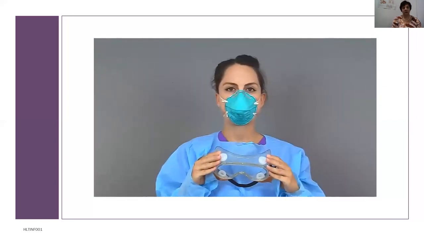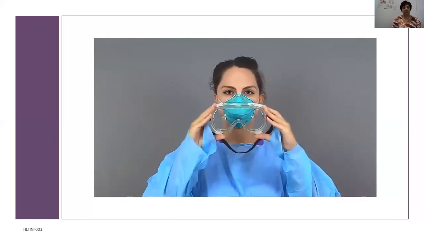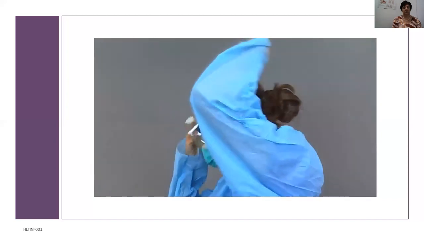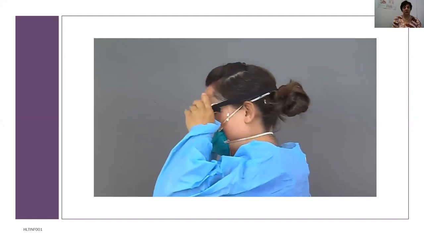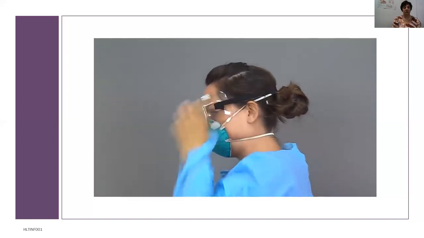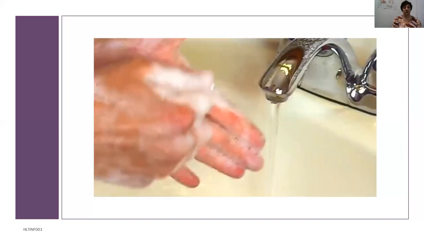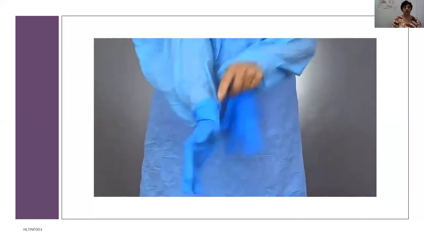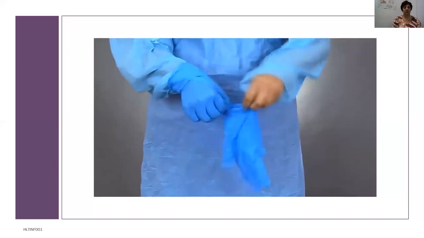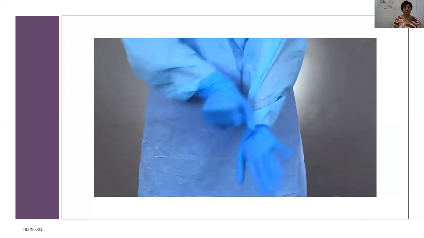Next, don a face shield or goggles. If using goggles, apply goggles over the eyes. Make sure any straps or bands of the goggles are secured around the head and the goggles fit snugly but comfortably. Then perform hand hygiene again. Lastly, don gloves by pulling each glove over the hand and extending the cuff of the glove over the sleeve of the gown. Now I'm going to show you one of the possible sequences you can use to don PPE.